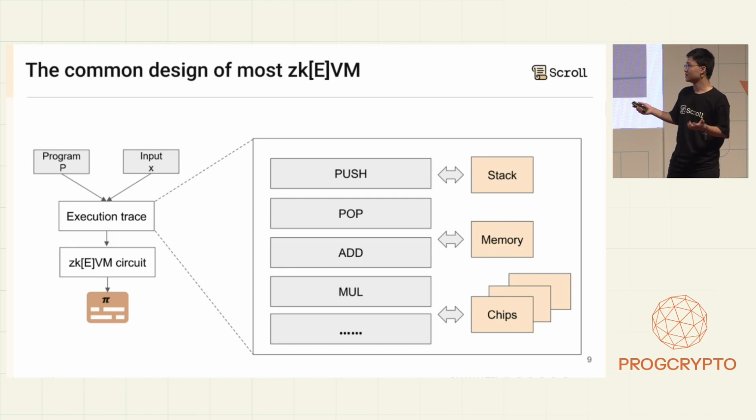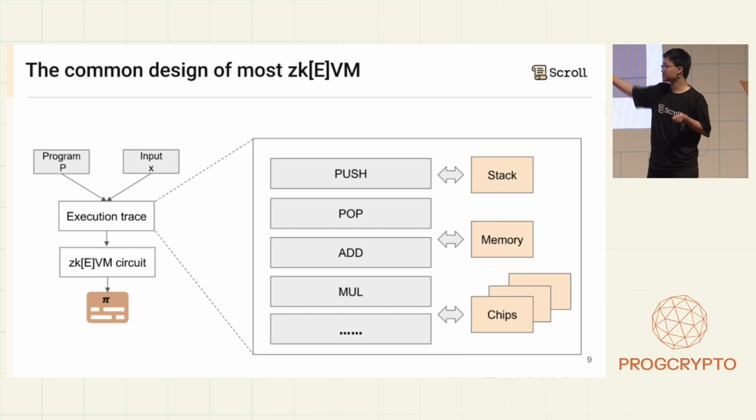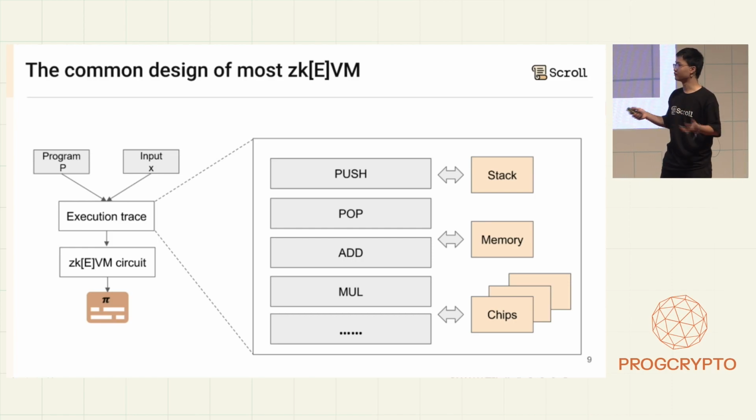If you look at the design of the zk virtual machine, there is a program and there is an input. For a different program or different input, you will have a different execution trace. For example, for program P and input X, the execution trace will look like push, pop, add, mul. It's a sequence of opcodes you are executing. With a different input or program, you get a totally different execution trace. This is very similar to running a program on a CPU, where you get a sequence of assembly code.